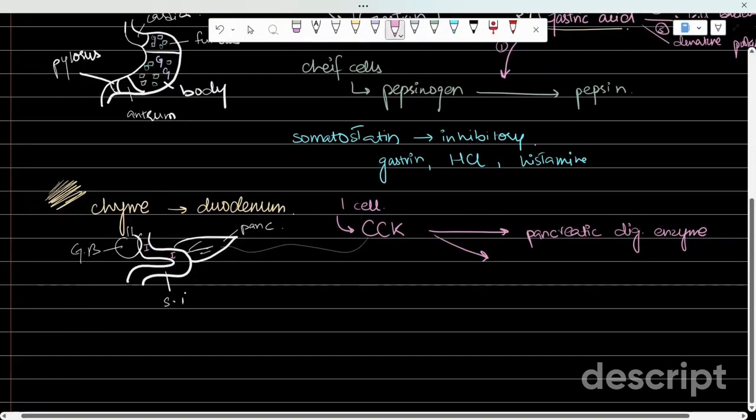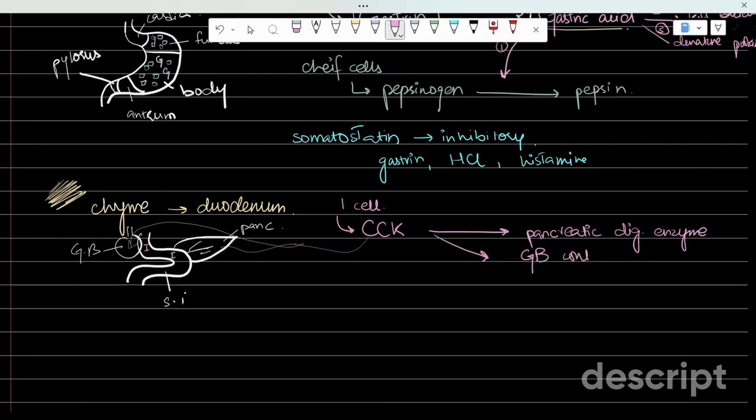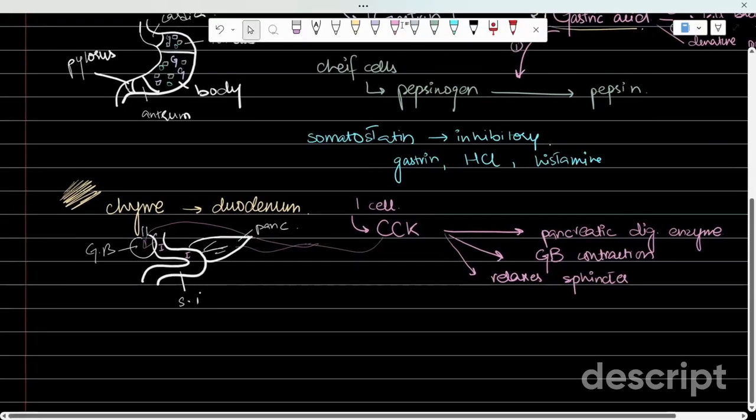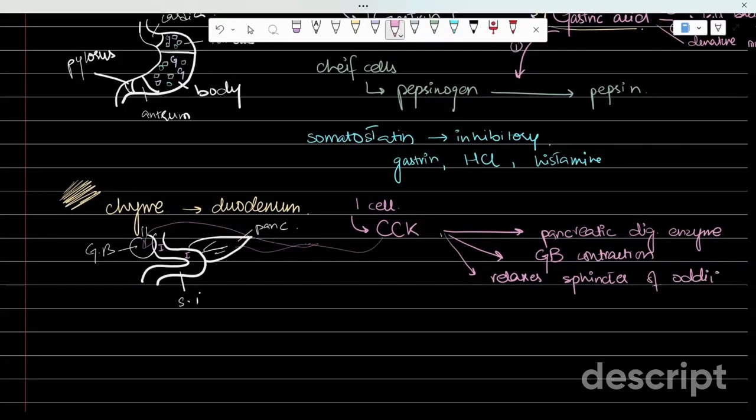Here you can see CCK signaling the gallbladder and the pancreas. And for gallbladder, it initiates the contraction. It also relaxes the sphincter of Oddi to allow bile and pancreatic juice entry. Also delays the gastric emptying so the digestion in small intestine can proceed efficiently.